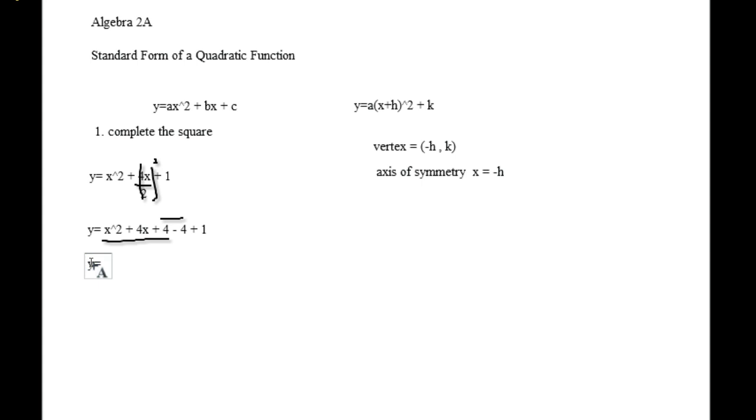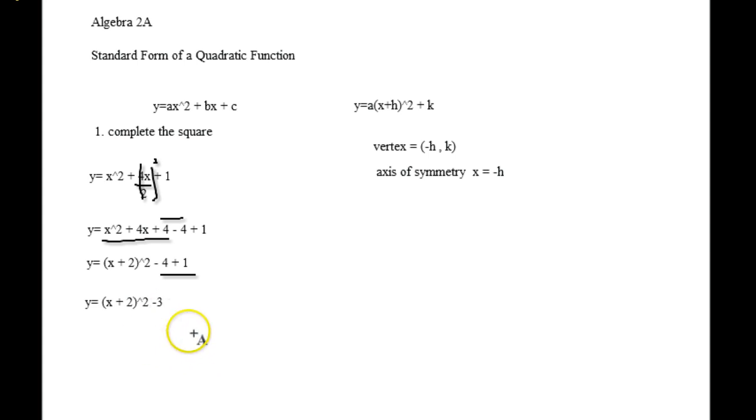So y equals (x plus 2) squared minus 4 plus 1. Okay, and then I'm going to perform the operation on the outside and get that negative 3. And guess what? Voila! I have vertex form.